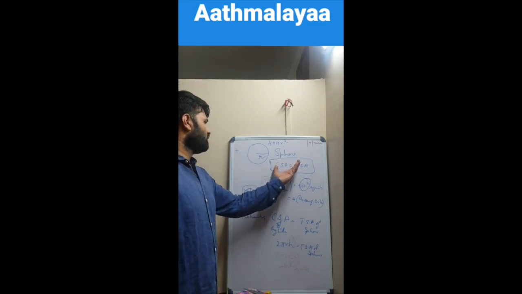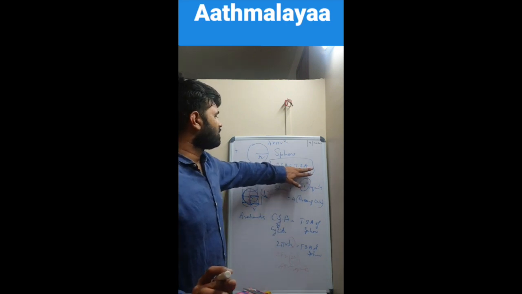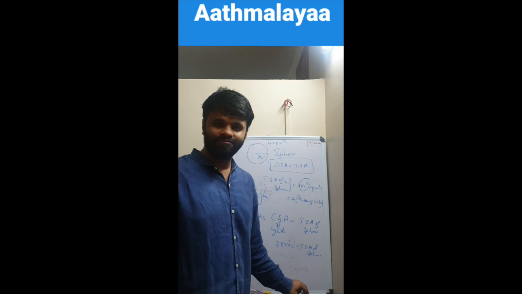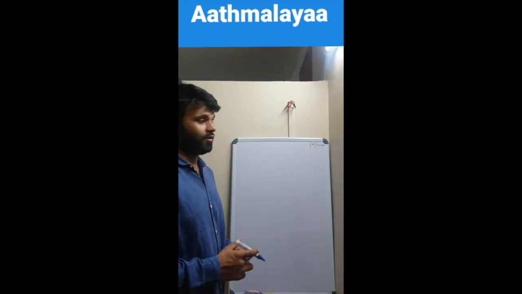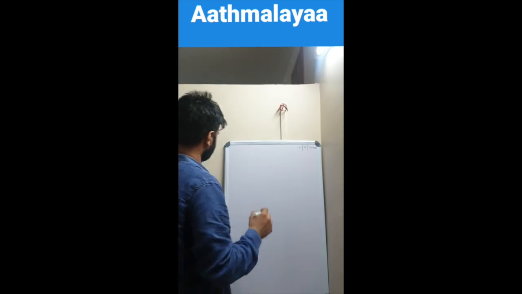As I said, for a sphere, total surface area and curved surface area are the same. So total surface area of a sphere is 4 pi r square units. Clear? So next we are going to see hemisphere.